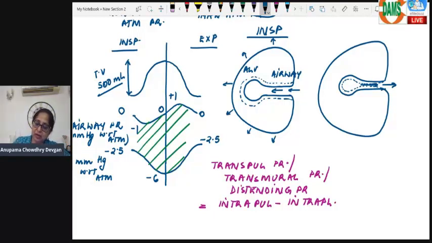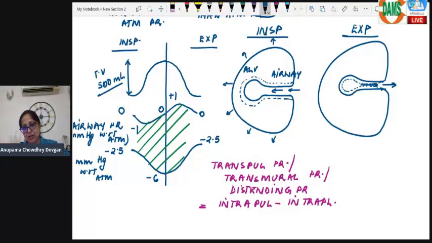During expiration, the alveoli and the airways are compressed. Volume reduces, pressure increases, pressure becomes plus one, and air goes from inside to out. That is your alveolar or the airway pressure during expiration. Now, I've also told you about pleural pressure. Pleural pressure is minus 2.5 before inspiration, minus 6 at the end of inspiration, back to minus 2.5 at the end of expiration.